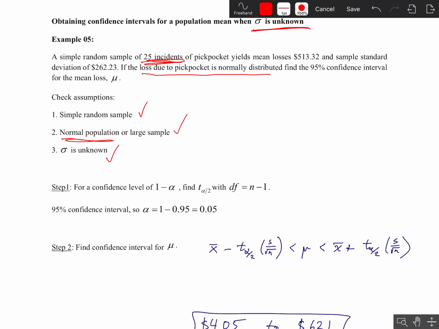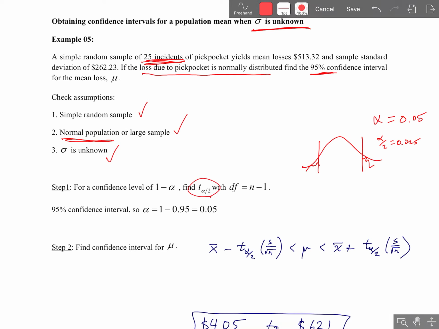So first, it says for a confidence level of 1 minus alpha, find t sub alpha over 2, with the number of degrees of freedom equal to n minus 1. And we wanted the 95% confidence interval. So if we want the 95% confidence interval, that means that the area out here on the boundaries is going to be the remaining 5%. So the area on both tails would be 0.05, and that means that alpha over 2 would be 0.025.